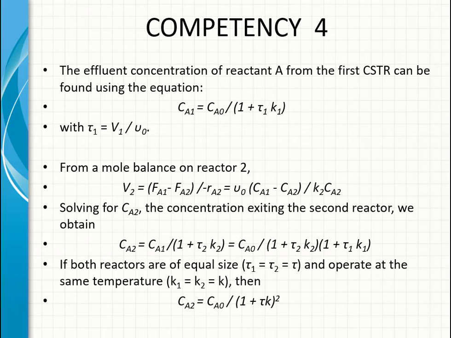If both reactors are the same size, then tau 1 equal to tau 2 equal to tau, and operate at the same temperature, then k1 equal to k2 equal to k, then CA2 will be CA0 divided by 1 plus tau k to the second power.